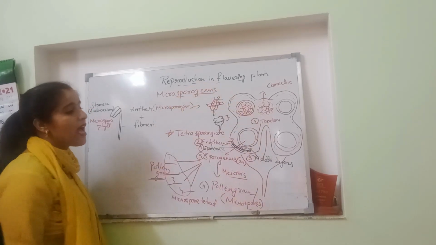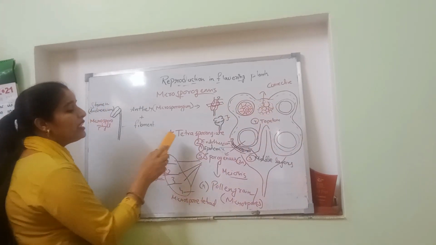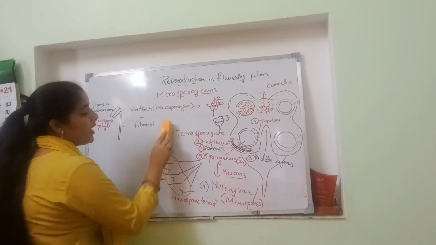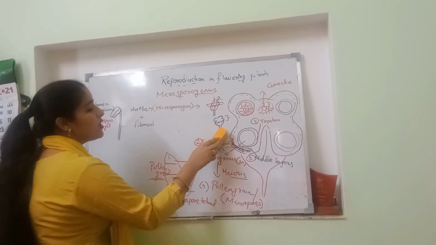Overall the anther has 1, 2, 3, 4 sporogenous cell layers. Four means tetrasporangium. Extra features are just cutting it out.